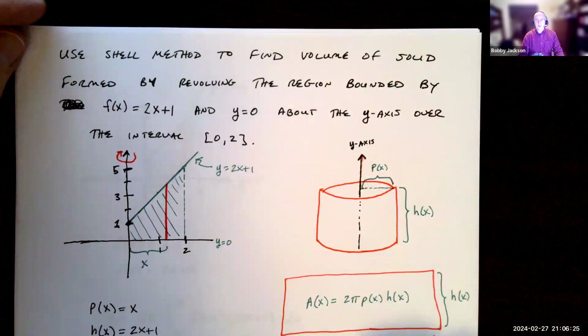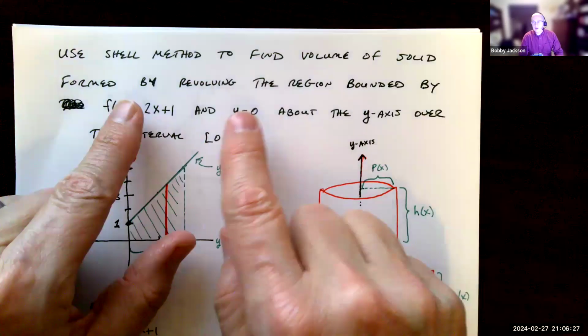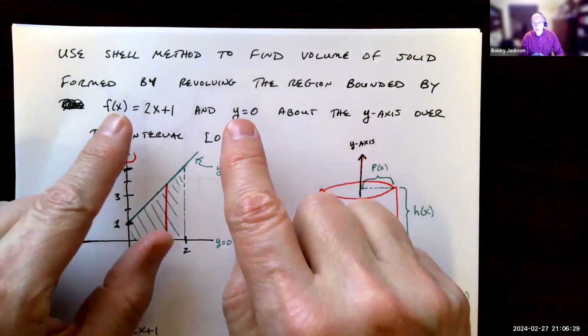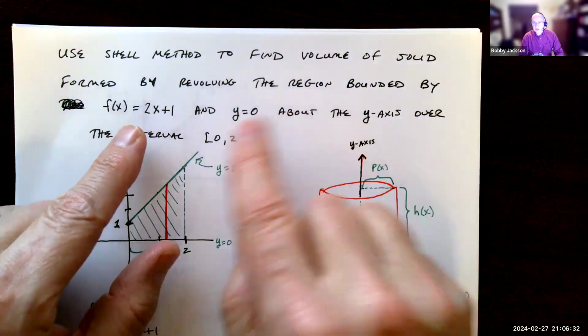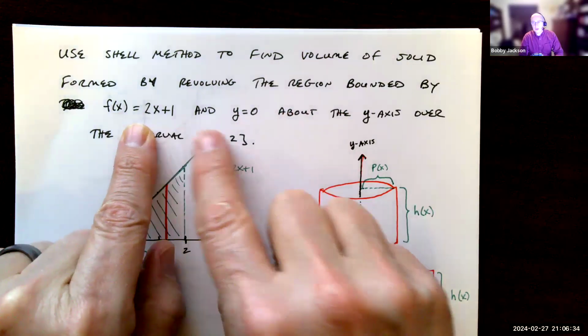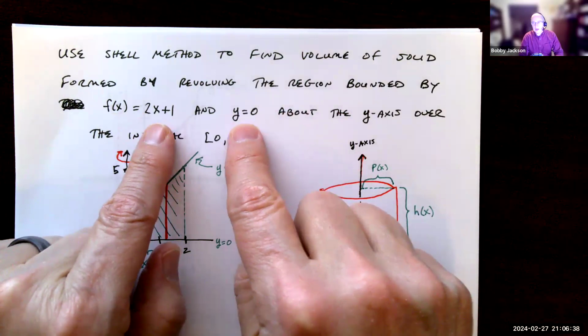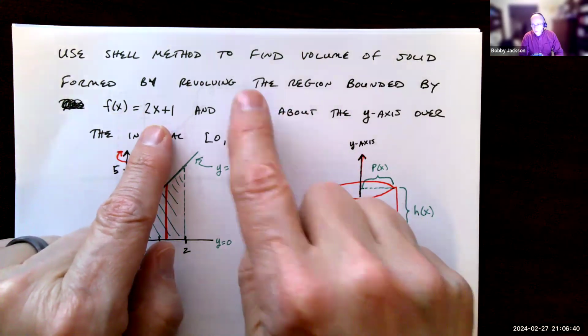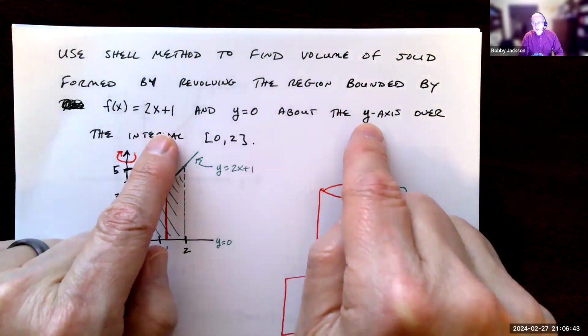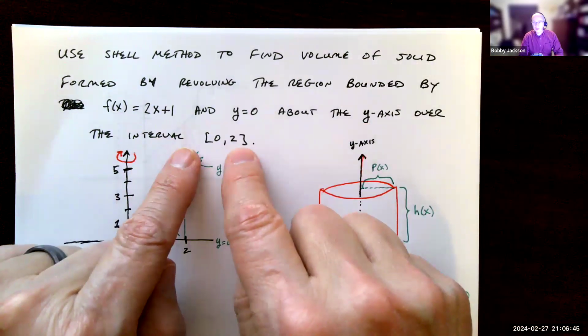Let's take a look at this one real quick. Let's use the shell method to find the volume of the solid that's formed by revolving the region that's bounded by this function, 2x plus 1, and y equals 0. Of course, y equals 0, that's the x-axis. And we're going to revolve that region about the y-axis over the interval from 0 to 2.